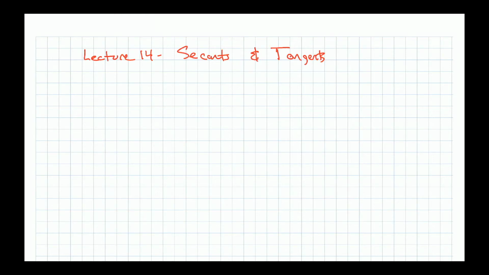Hey guys, in this lecture we're going to be looking at secants and tangents. This is pretty much the same as what we did in the previous lecture for sines and cosines, except it's secants and tangents. We're probably not going to go into as much detail for these, but it's its own thing and we'll see a little bit of stuff.